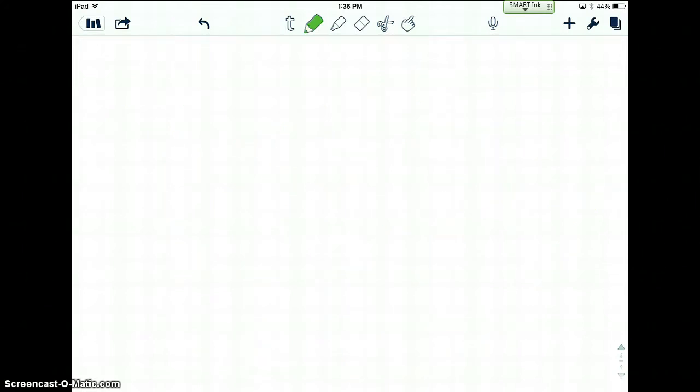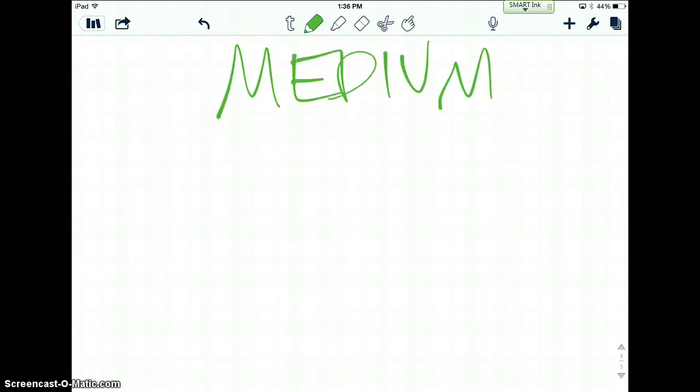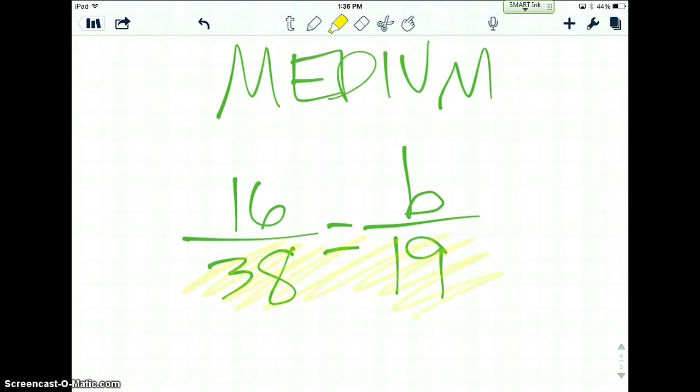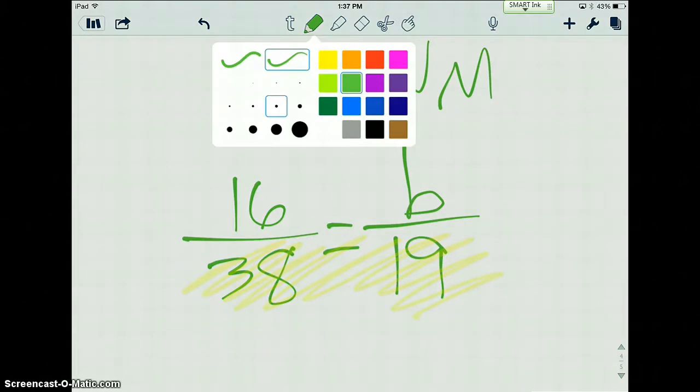Okay, let's step it up to medium spice. Okay, medium. Let's look at something like 16 over 38 equals B over 19. So this is considered medium spice because if I look at my relationship between 38 and 19, oh wait, I see something there. So this is actually mild spice. But let's say, off the top of your head, you're probably not seeing anything. Okay? So let's say you don't. So then what do you do? Well then you solve it via algebra.